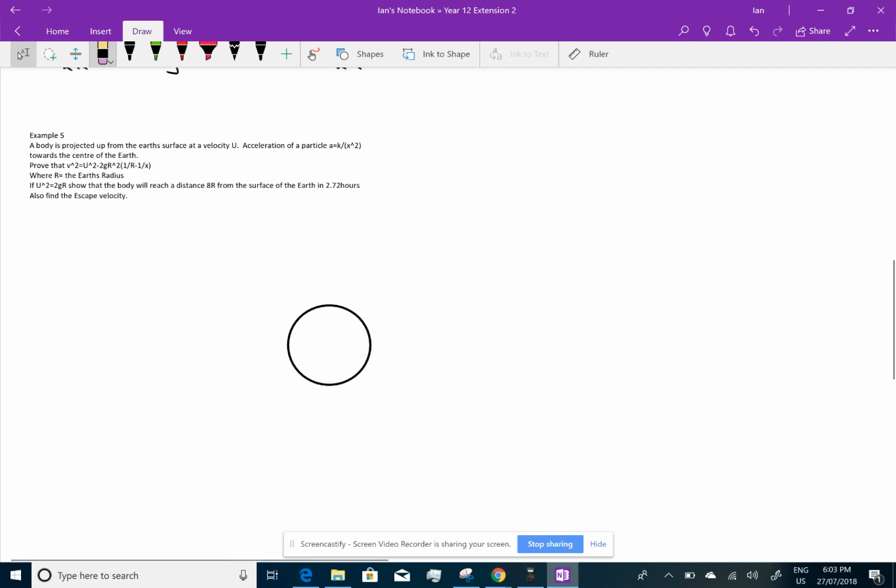So here's the Earth, and what we're going to do is we're going to say, all right, the centre of the Earth is here. We're throwing this thing upwards. It reaches a point there in 2.72 hours. Now, that distance is 8r. But we've also got to take into account the radius of the Earth, because the object is thrown from the Earth's surface. Coming down, the resistance back towards the Earth is minus k on x squared.